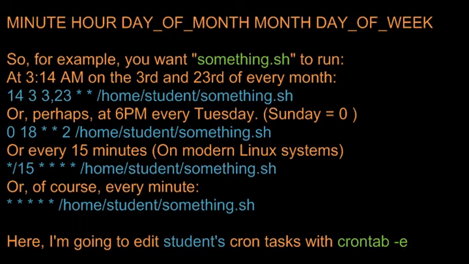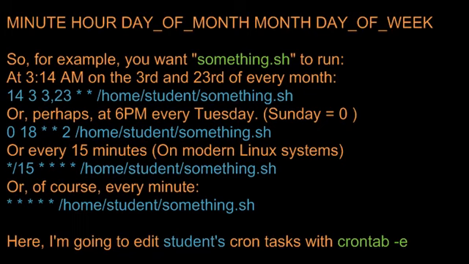The third example is a shorthand way of saying that you want the job to run every 15 minutes. The traditional way of doing that would have been to say 0, 15, 30, 45. But this is a shorthand that was introduced by Linux cron a couple of years ago. You may not find it on older Unix systems, and you certainly won't find it on really old ones.